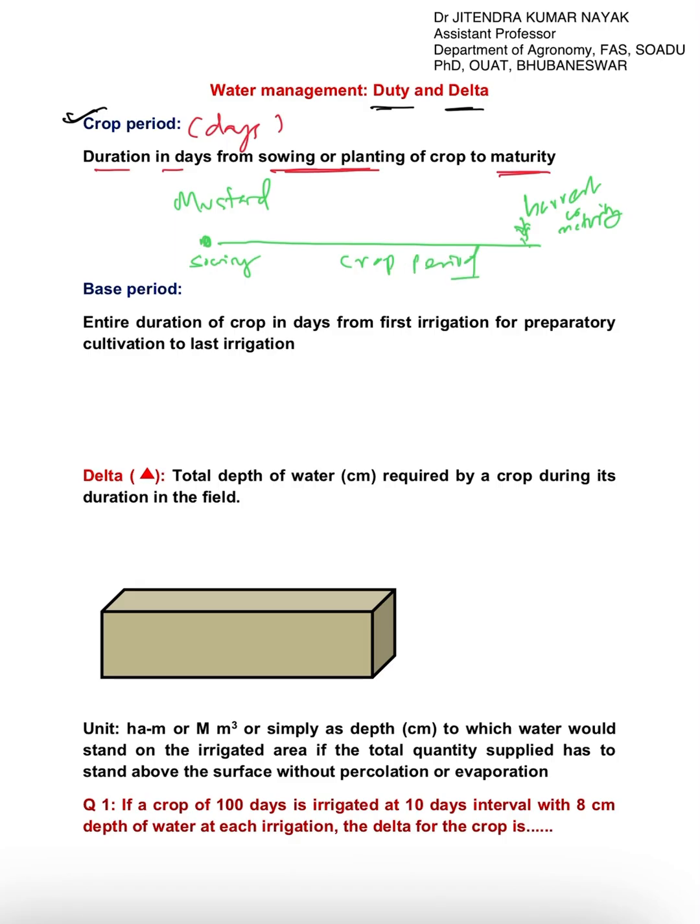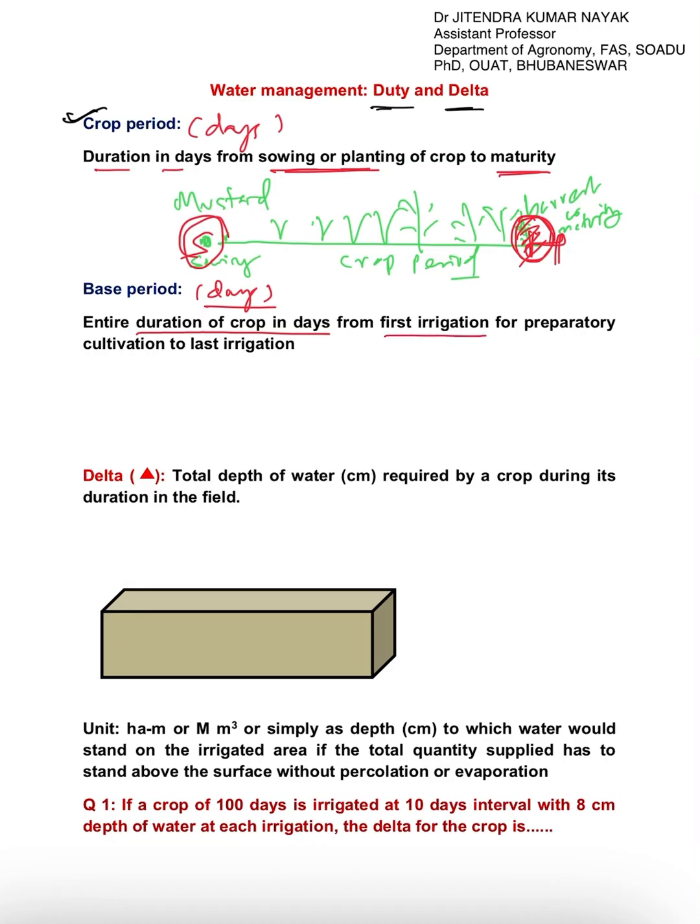First we go for sowing, then germination, then some vegetative growth, then reproductive growth, and then harvest. So we have to remember that from sowing to harvesting maturity is called the crop period. Then the next term is base period. Base period is also the duration expressed in days.